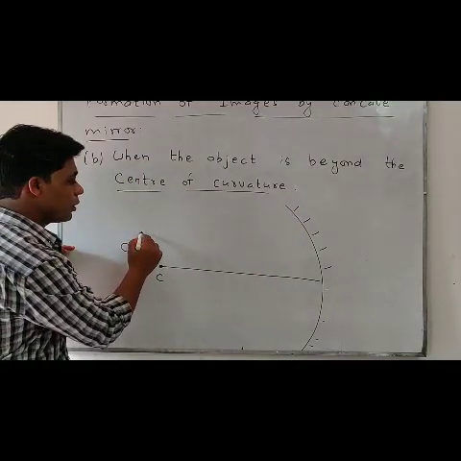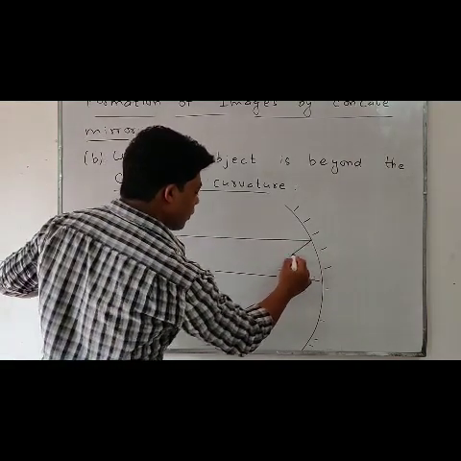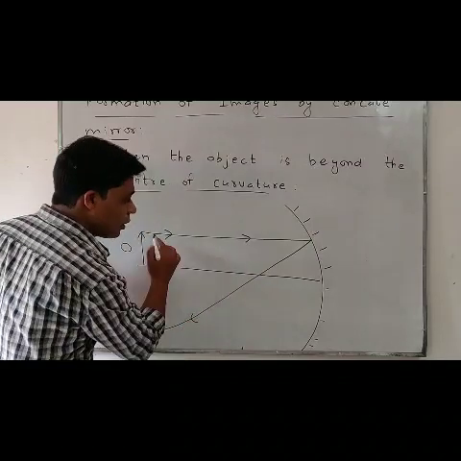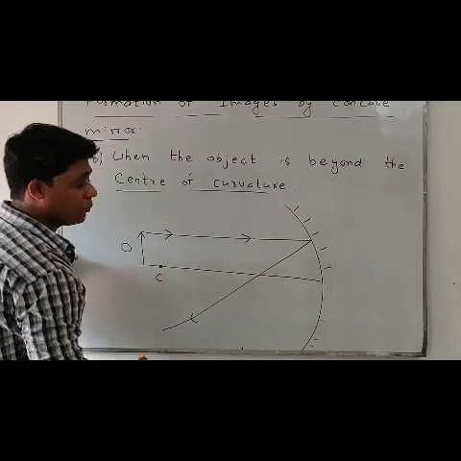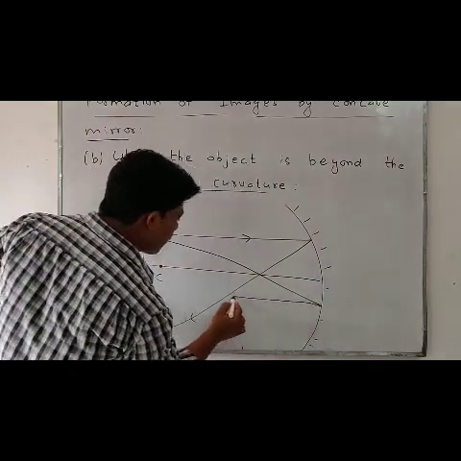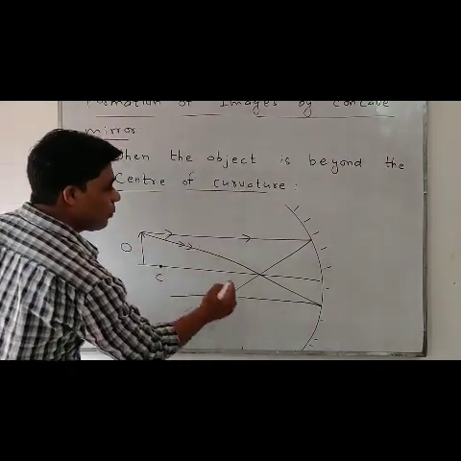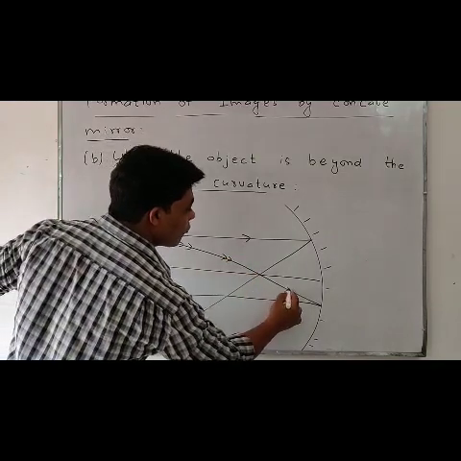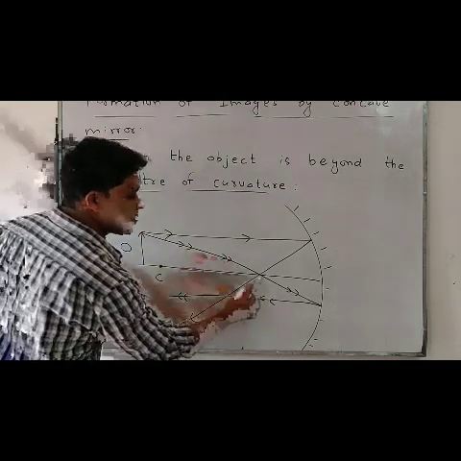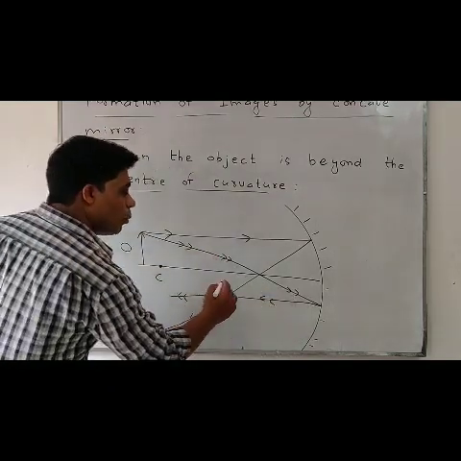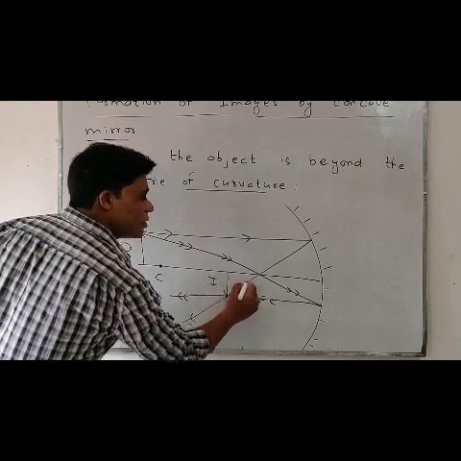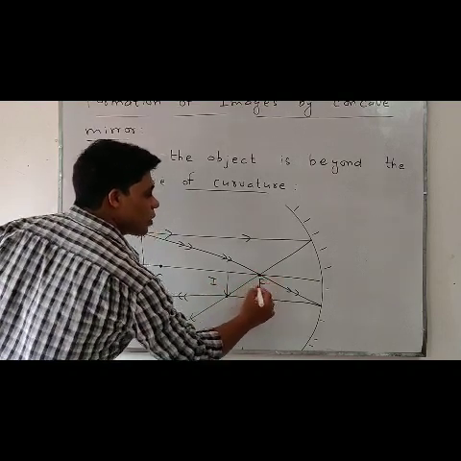In that condition, look, a ray is incident, it gets reflected. See the direction of the light rays. A ray is incident, it gets reflected. Another ray is incident, it gets reflected. I'm going to make a double arrow, so you will not face any difficulty in understanding. Another ray is incident, it gets reflected. Both intersect at that point, and there we obtain the image. This is the principal focus.